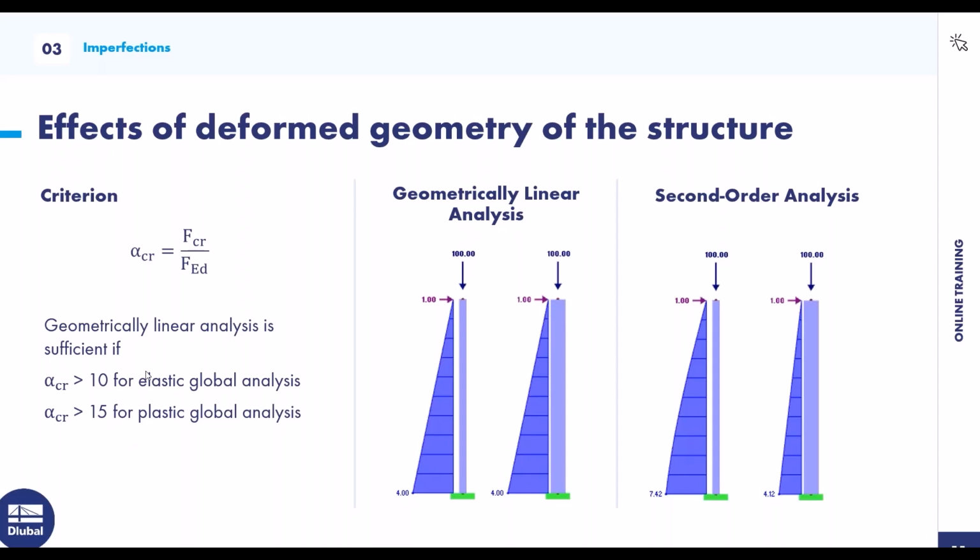For steel construction, there's a value that defines when a structure should be calculated geometrically linear or according to the second order analysis. If the critical load factor alpha crit is less than 10, the system must be calculated according to the second order analysis. If alpha crit is larger than 10, then it's sufficient to apply the geometrical linear analysis for an elastic design. And if you want to do a plastic design, alpha crit must be larger than 15, then you can also design according to the geometrical linear analysis. Okay.